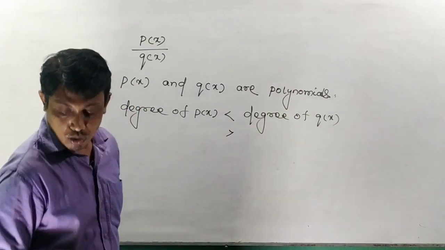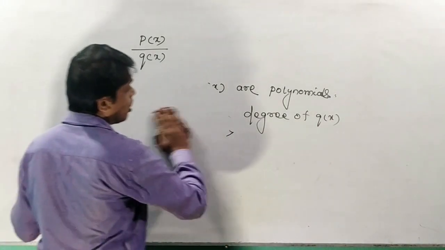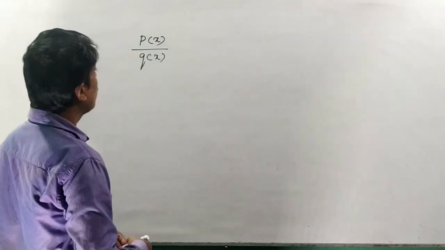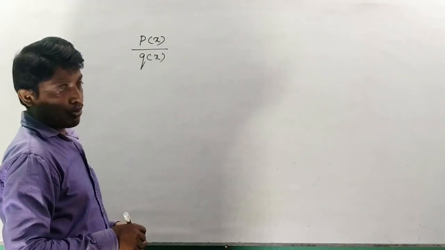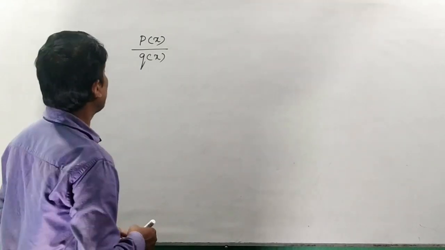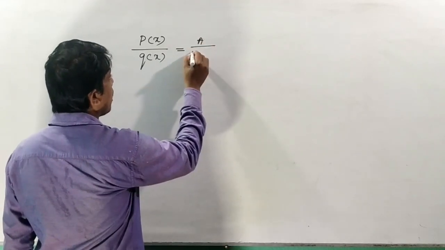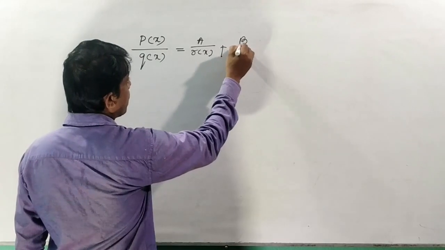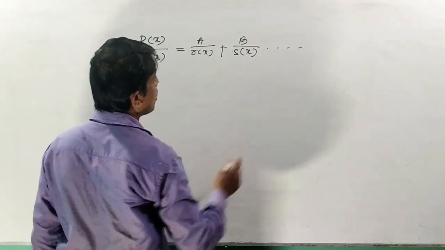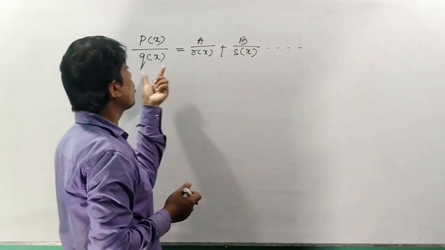Now let us discuss what the partial fraction is. Partial fraction means we have to split the rational expression in the form of a sum or subtraction of two or more rationals. For example, p of x by q of x can be written in the form of a by r of x plus b by s of x, like this, where r of x and s of x are the factors of q of x.